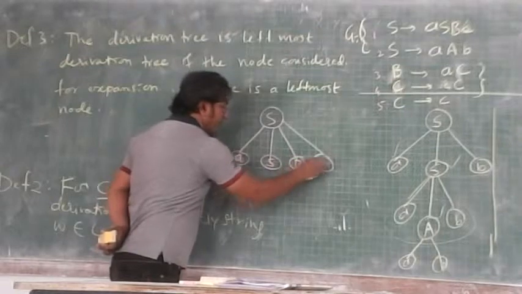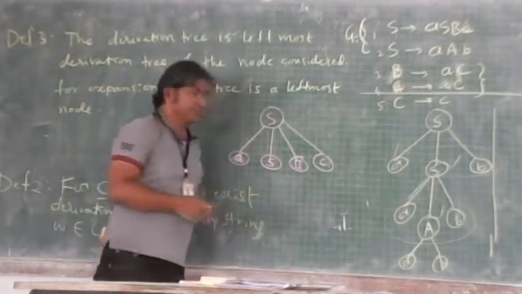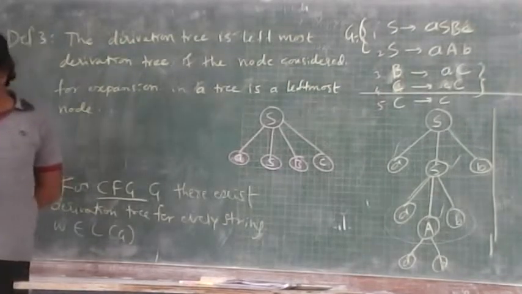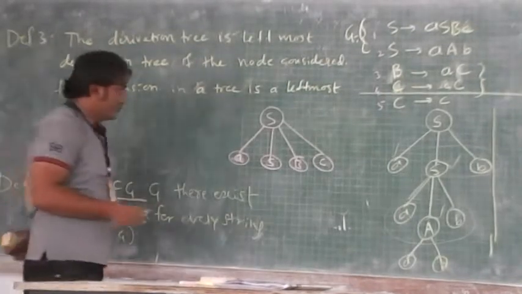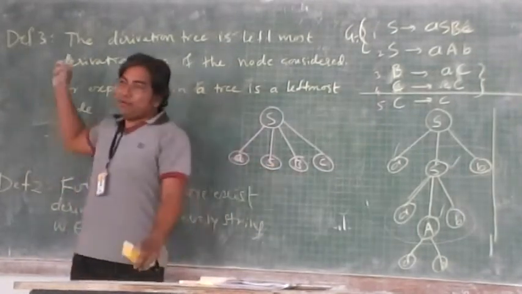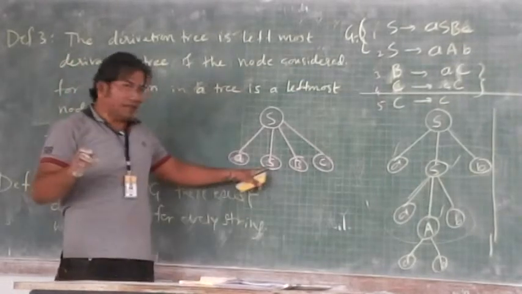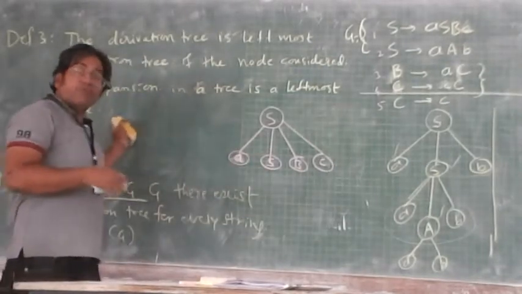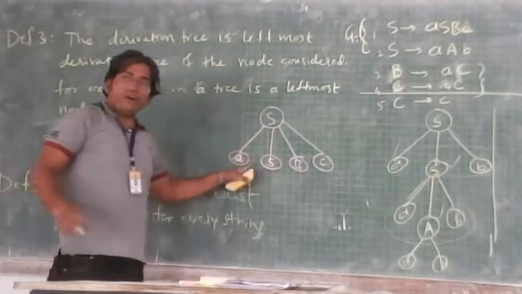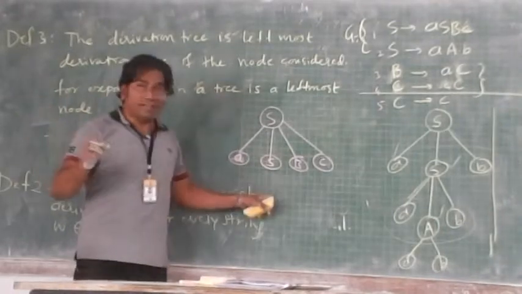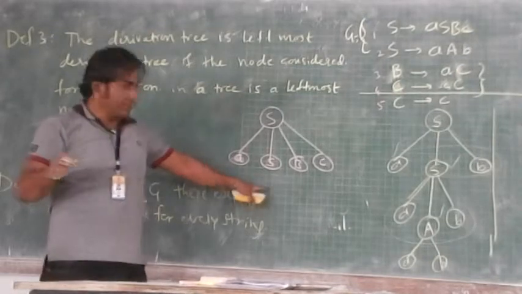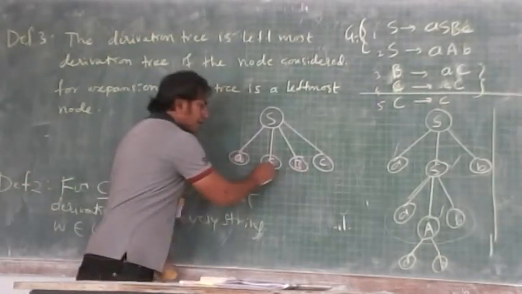A, S, B, C. Here in this case, which node do you consider for further expansion? A or B? If you want a leftmost derivation tree, then you have to consider the leftmost variable for further expansion. Not B. If you follow that rule, then the resulting derivation tree can be called a leftmost derivation tree. In this case, I will target not B but S.